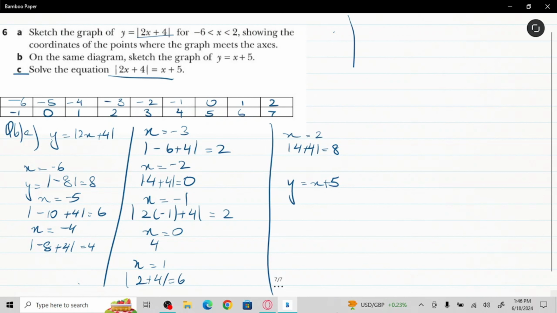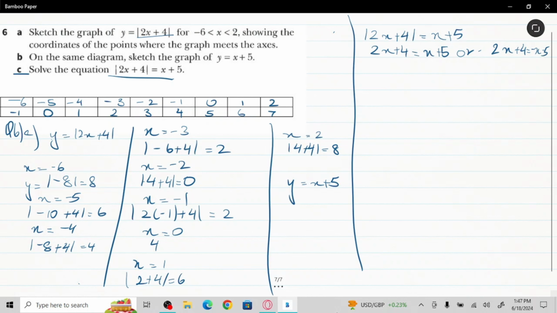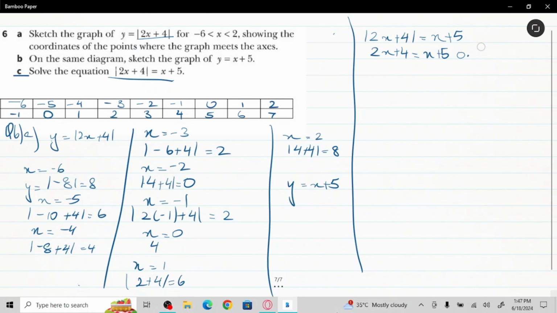Okay, the thing is, you could have opened this up to 2x plus 4 is equal to x plus 5, or 2x plus 4 is equal to minus x minus 5. We have done that in the previous questions. However, that's a really tedious task, especially when we have already drawn the graphs. When we say that |2x plus 4| is equal to x plus 5, we say these two values are just equal, and when these two values are equal, we say that there's an intersection.